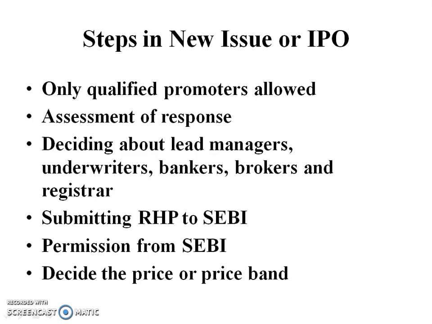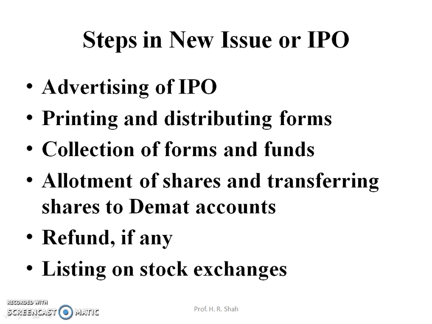After this, the registrar gives advertisement about the IPO. They print the forms and distribute them through the brokers. The investors submit the forms and money in the banks. After the IPO dates, the information about the investors and the number of shares applied by them is compiled by the registrar. After compilation, there may be two different situations.